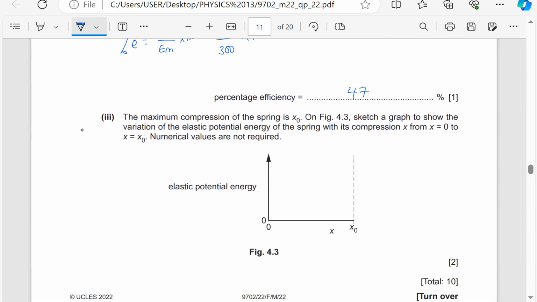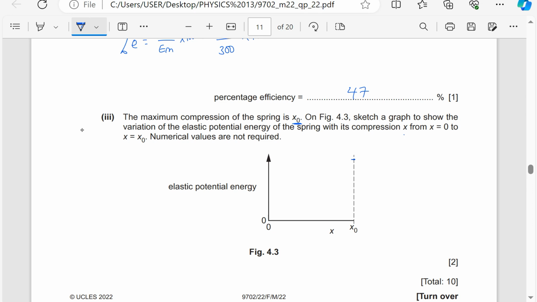The maximum compression of the spring is x naught. So that means the maximum elastic potential energy must be at x naught. Maximum elastic potential energy. So the graph should stop at x naught. Sketch a graph to show the variation of the elastic potential energy of the spring with its compression x from x equals 0 to x equals x naught.